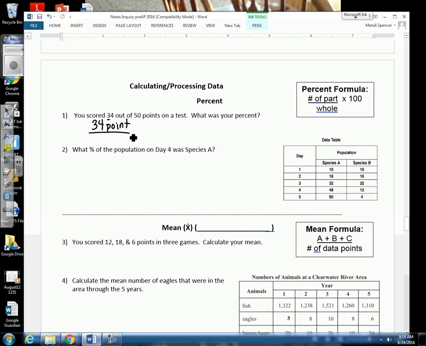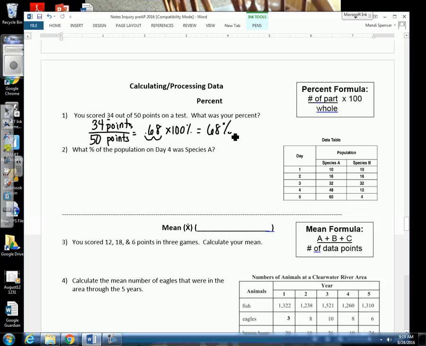And you divide that by the whole, or the total that was available. There's 50 points total on the test. If we divide those two, we're going to get a decimal, 0.68. And then we need to times by 100, like you see here in the formula, to get that to a percent. Basically, that just means move it 2 decimal places to the right. So we move it, and that gives us 68%.